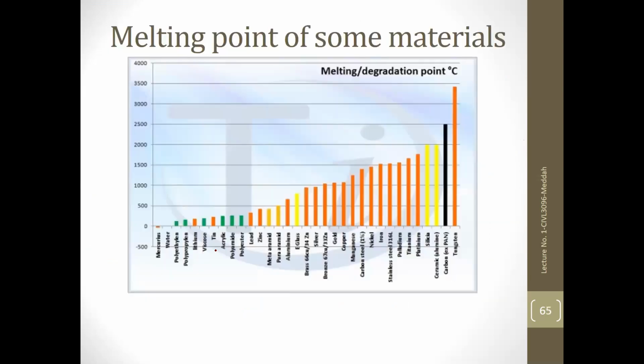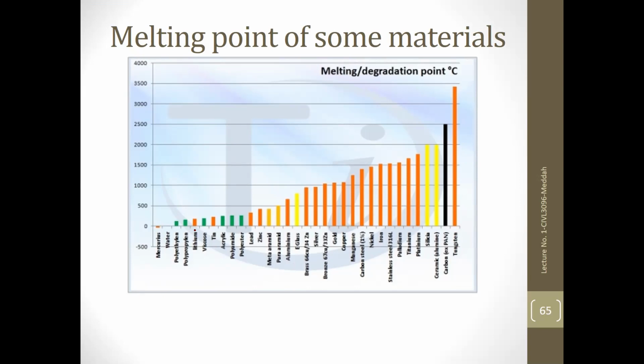And here you can see, just as an example, the melting point of different metals or different materials, including ceramics and metals. And you can see we have some materials that have low and very low melting temperature. But on the other hand, there are some materials that have very high melting temperature. Like you can see here, tungsten has very high melting temperature, almost 3,500.